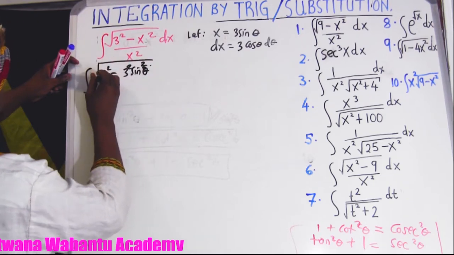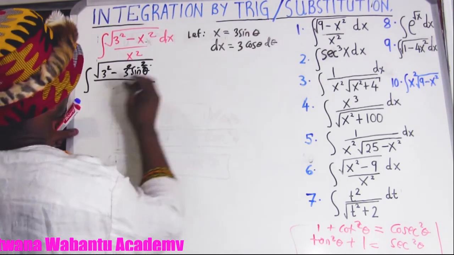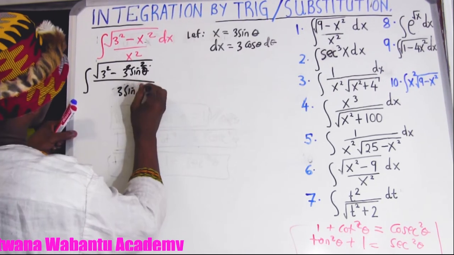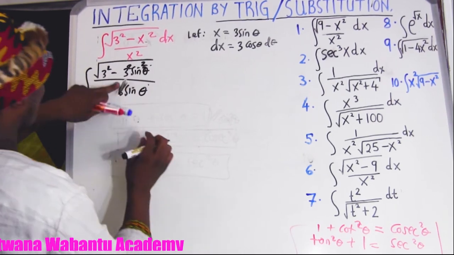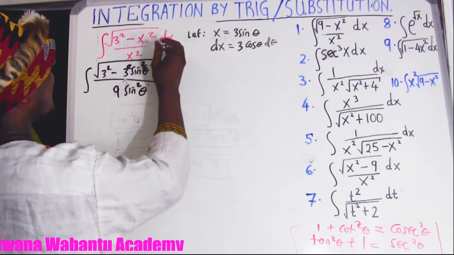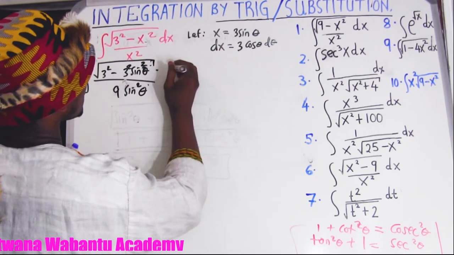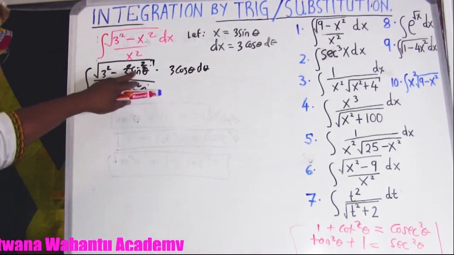Square root of 3 squared minus x squared, where x equals 3 sine theta, so x squared is 9 sine squared theta. And then dx, what is dx? dx equals 3 cos theta d theta. So this is equal to 3 cos theta.